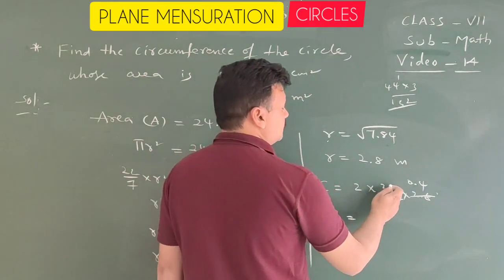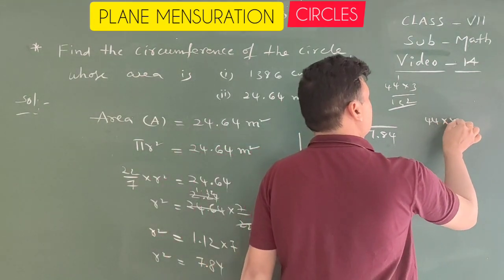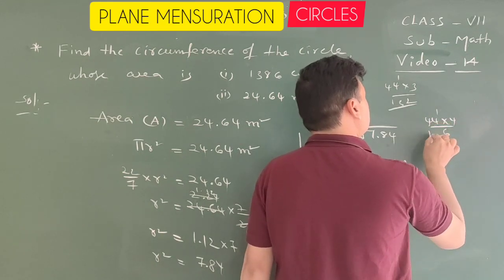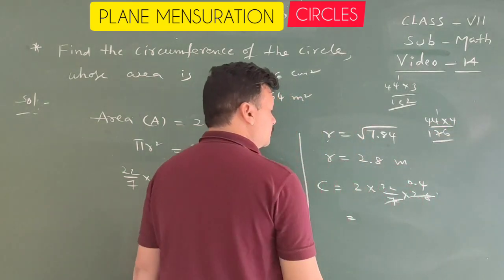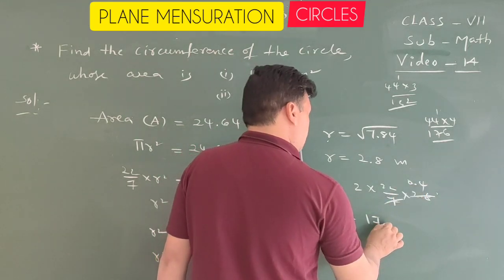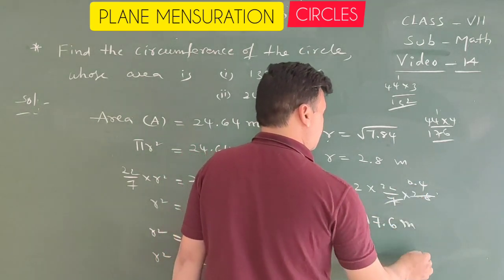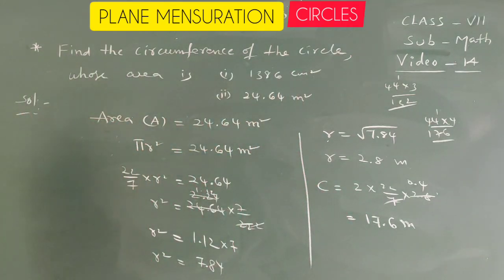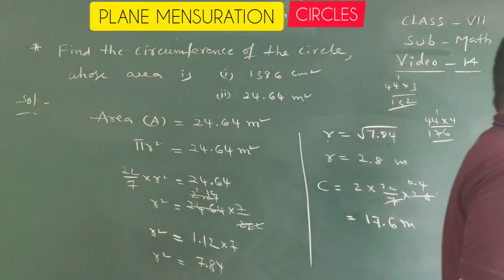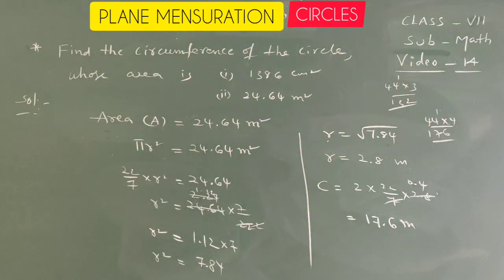Now 22 by 7 into 4 is 88... 4 4s are 16, 17. So 17.6 meters is the required circumference of a circle when the area 24.64 is given. Okay. Important one.